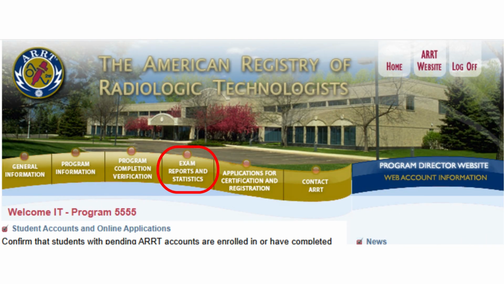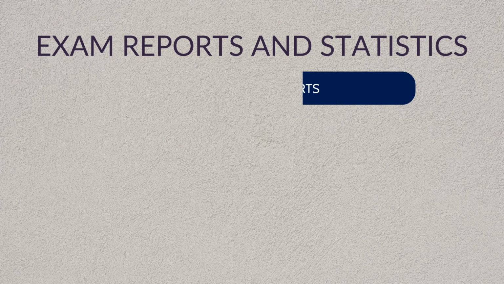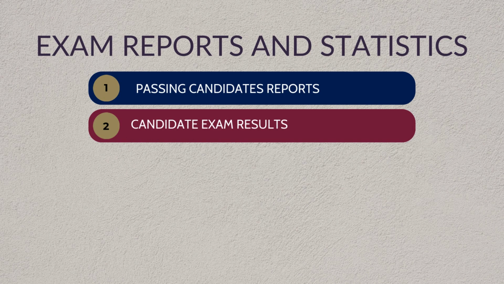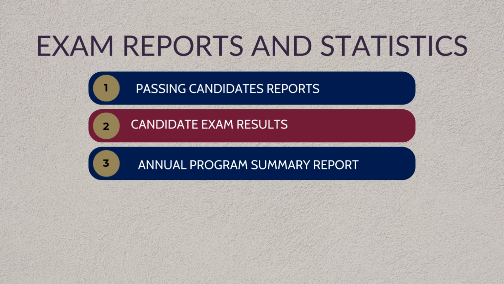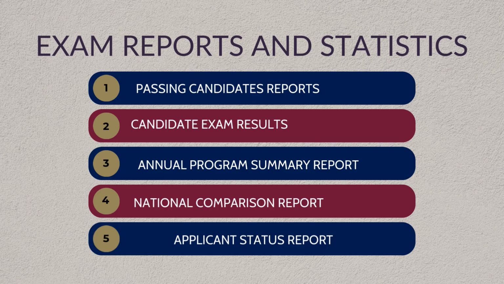Finally, let's review the reports and statistics available to you as the program director. These reports give you insights into your students' exam performance, pass rates, and how your program compares to others. On the program director's website, there are 5 main reports you can access: a passing candidates report, candidate exam results, an annual program summary report, a national comparison report, and an applicant status report.